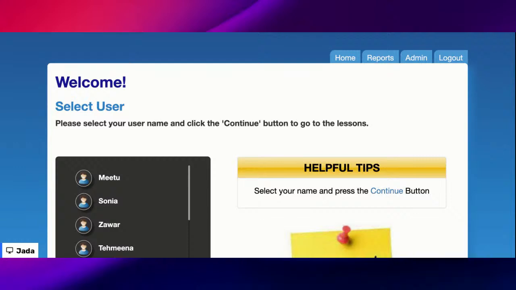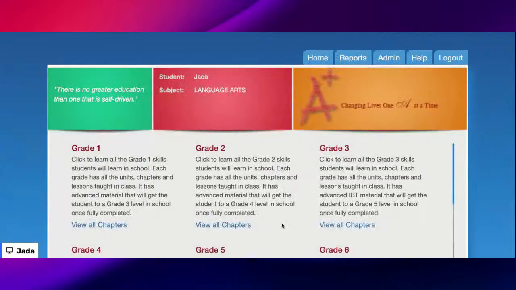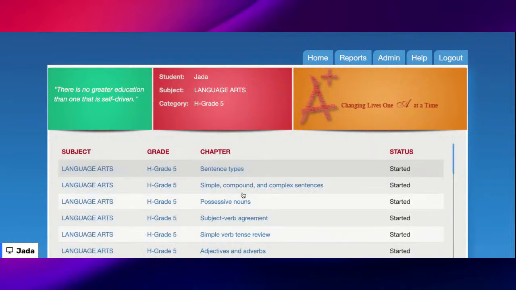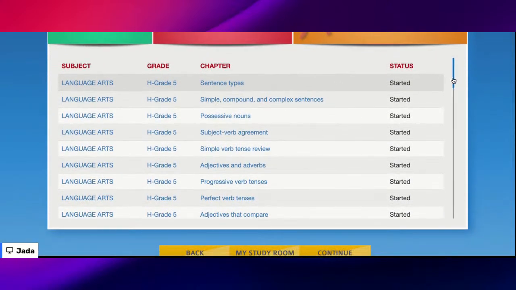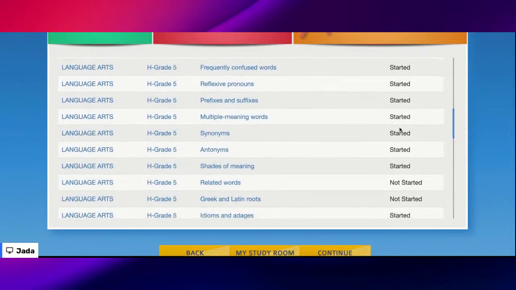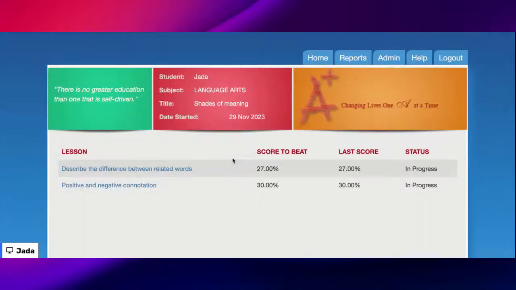First, you log in using the aplusstudent.com, and then you come over here, click on your name, move into language art, grade 5, and we go to shades of meaning. So, we have two lessons from shades of meaning, and we will complete that today.